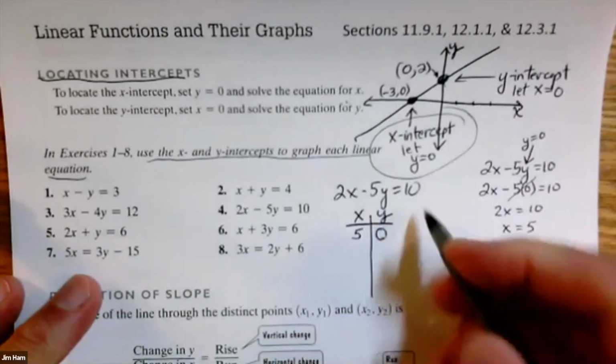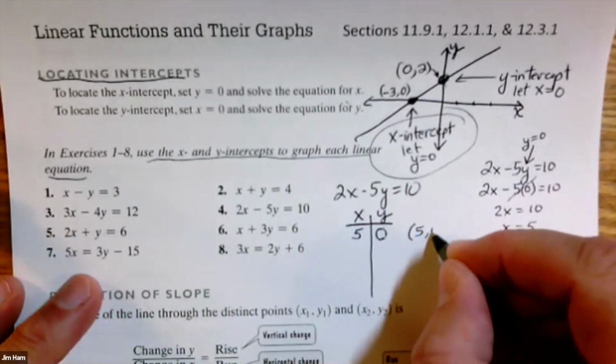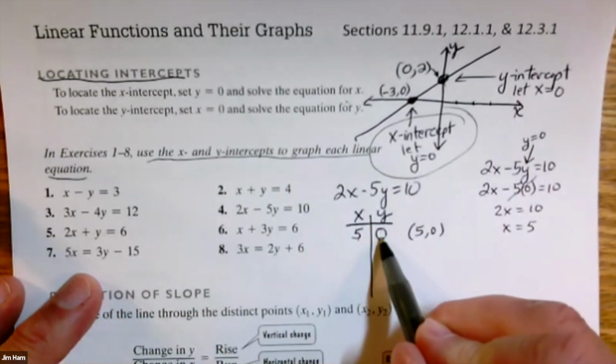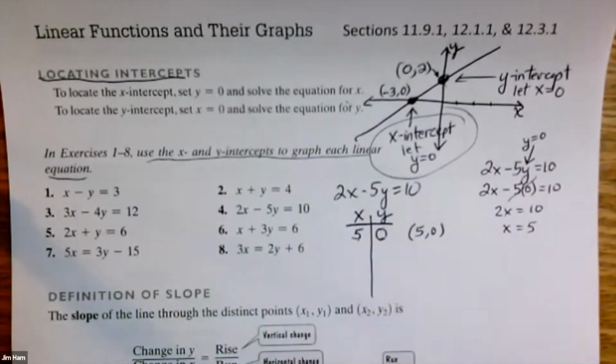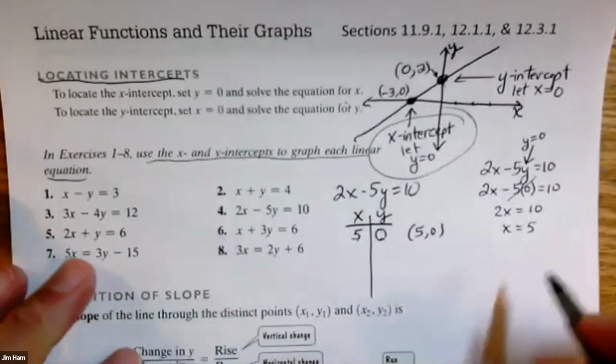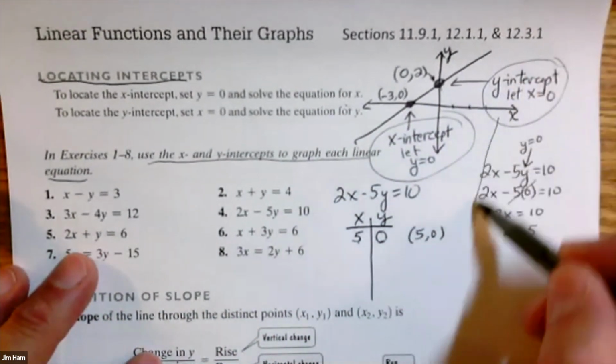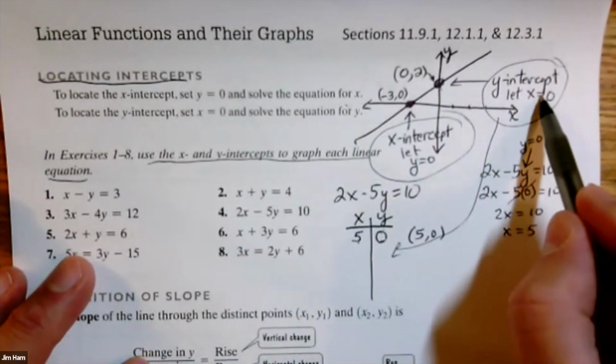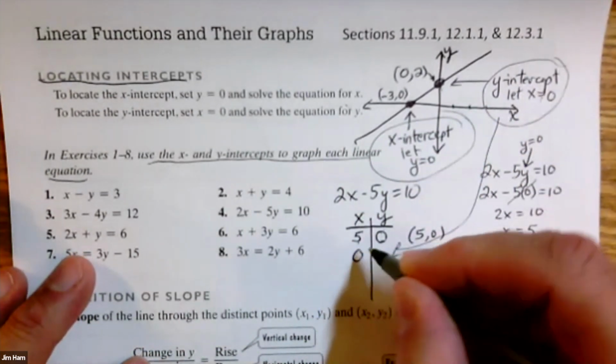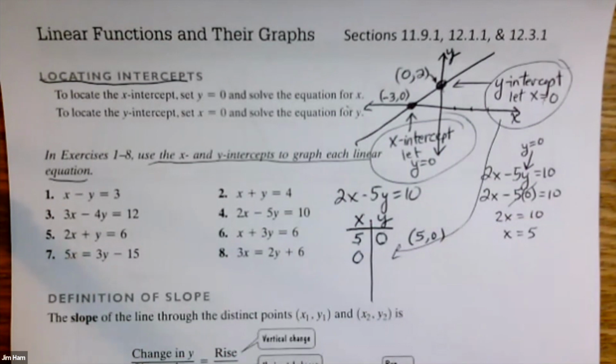Now, this gives us 1 point. The x is 5 when the y is 0. So we're going to plot that point, and that'll be 1 point. We only need 2 points to connect together to get the equation of the line. All right, so the next one, we're going to use the y-intercept. And for the y-intercept, we're going to let x equal 0. So I'm going to put a 0 over here in the x column.